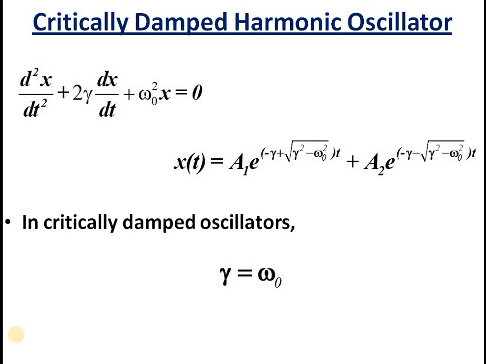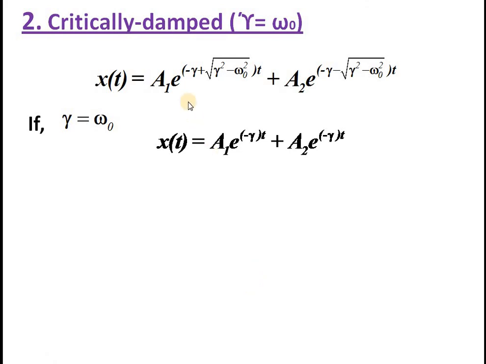So in critically damped oscillation, gamma is equal to omega 0. When gamma is equal to omega 0, what will happen to the equations? Gamma equal to omega 0 means the square root term, the radical, becomes 0. Both square roots become 0. So what is left is a1 e raised to minus gamma t plus a2 e raised to minus gamma t. Two terms are coming, both e raised to minus gamma t. So this is the possible result.